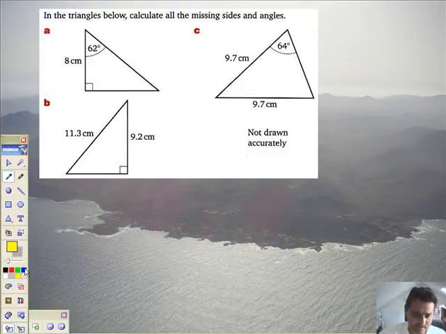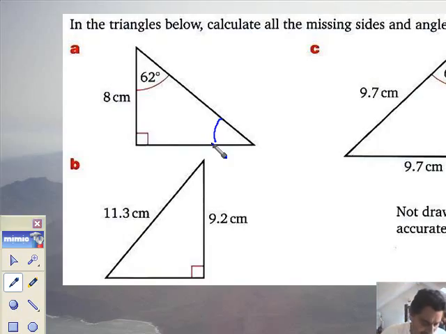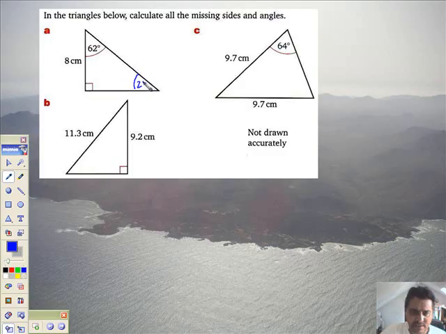Well, a triangle is still a triangle, so therefore 180 degrees, take away 90, 180 minus 90, take away the 62. Again, it's the usual stuff, there's nothing mysterious about that. So the missing angle is 28 degrees, there we go. Stick in a 28 there.